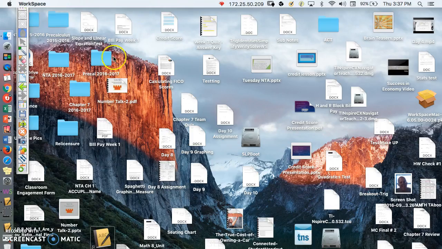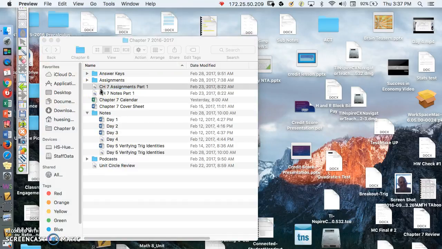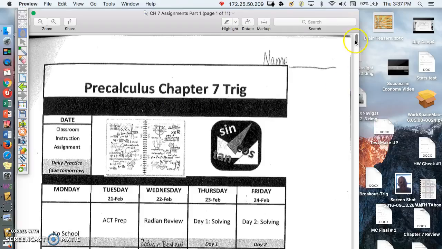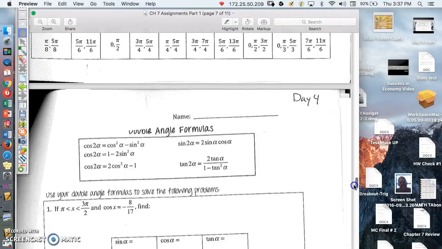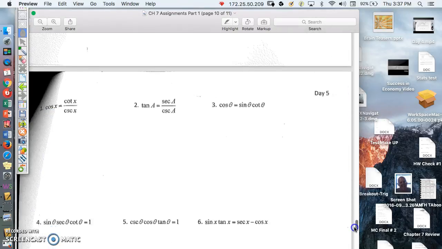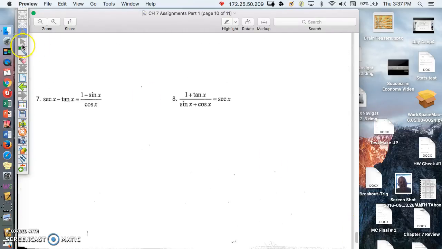Now we're going to take a look at a couple from your assignments. So let's see if you can pull out your assignment packet. The first one, we're going to take a look at one from yesterday, which we didn't do. So day 5. Let's take a look at number 8.